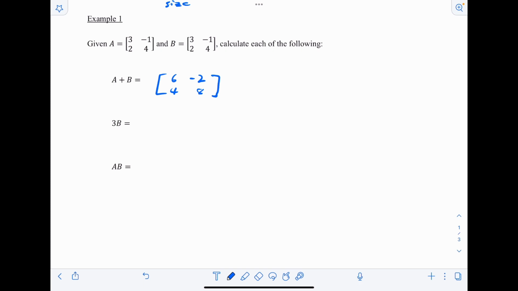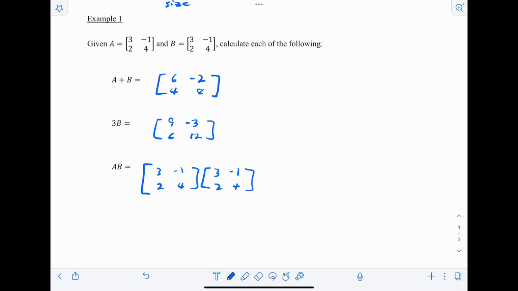It still works. In the second one, we're going to multiply by the scalar of 3. So in this case, I'm not even going to write this out. We'll just do the answer here. Just multiplying by 3 gives us 9, -3, 6, and 12. And then for AB, I will write this out a little bit, just to remind you, if you've not seen this before, to go through this one more time.